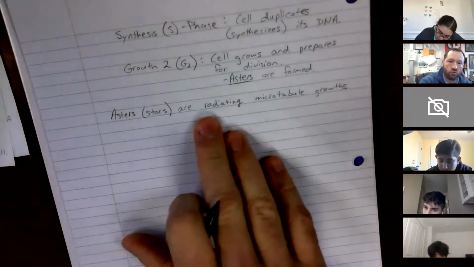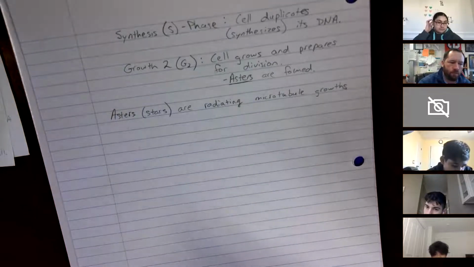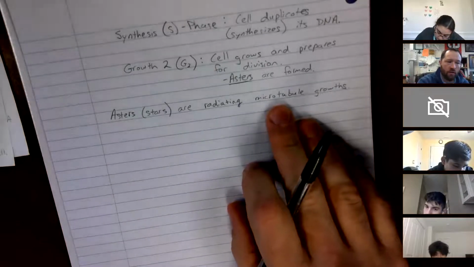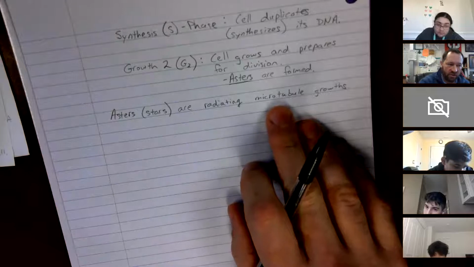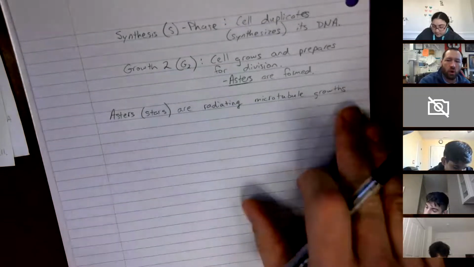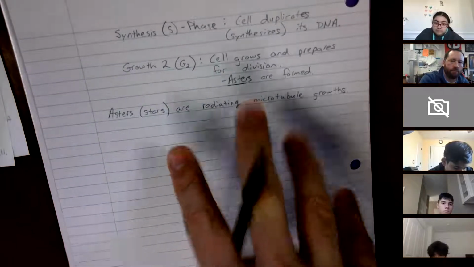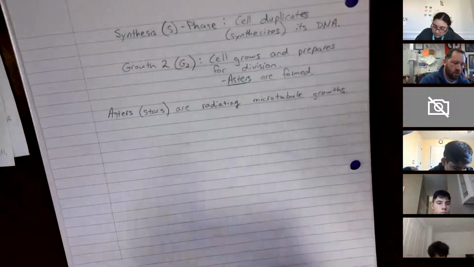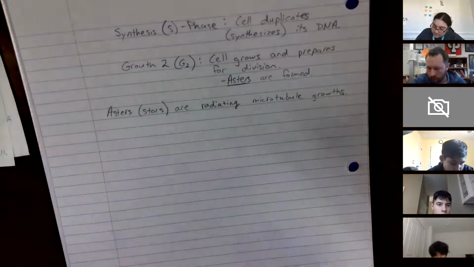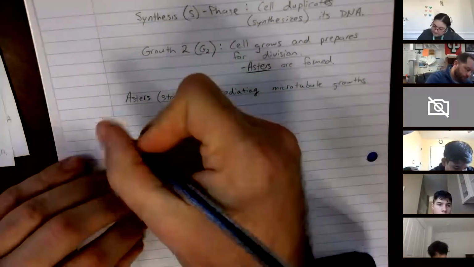So asters are these radiating microtubule growths. If you guys remember back to last semester, we talked about microtubules being a part of the cytoskeleton. It's almost like the bones of the cell. So these microtubules are growing, radiating out from the middle. And they'll have a very important role to play when we get to mitosis, which we don't get to until Friday. But when we get there, you guys will see that they're really, really important.